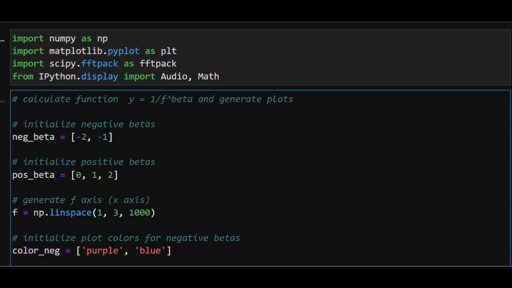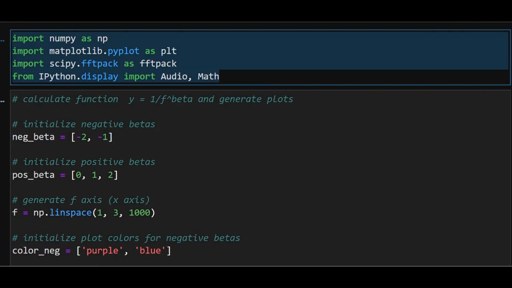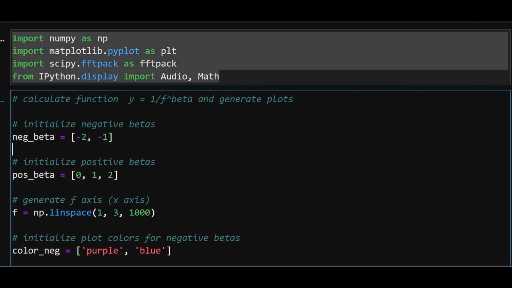So here we are in the Python environment. I have imported some Python libraries to make this code run. Initially, we will investigate the power spectral density formula, which is 1 by f raised to the power beta, and see how this function behaves with changing powers of beta.